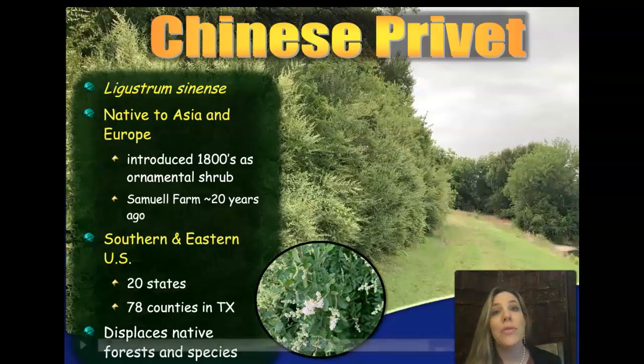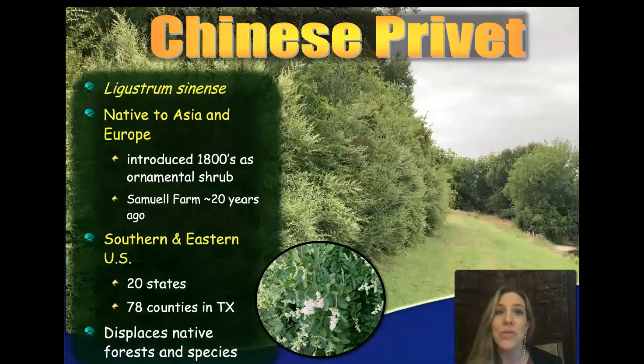So because of how invasive Chinese privet is, it's considered to be one of the largest threats for ecosystem modification of any invasive in the country. This guy completely destroys an ecosystem. Some of its characteristics that allow it to outcompete natives is it grows very, very fast. It's shade tolerant. It can adapt to different shade regimes.